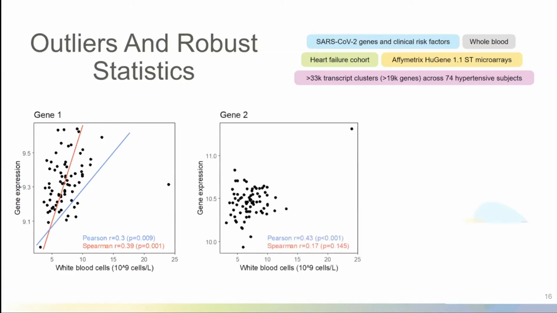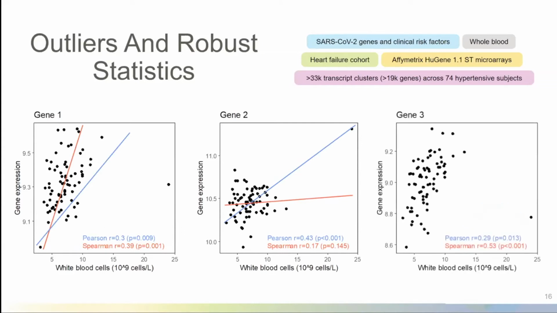Now for this next gene, we see a case where the Pearson correlation is significant, but the Spearman correlation is not significant. Visually, we can understand this as the outlier is really driving the trend here, and without it, it doesn't look like the cloud of points has any direction at all.